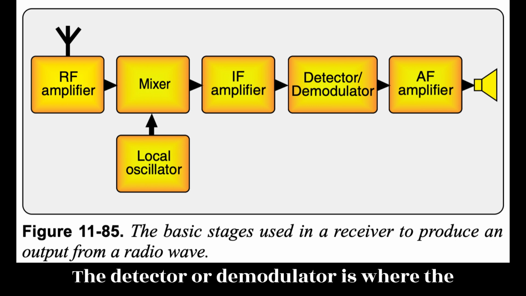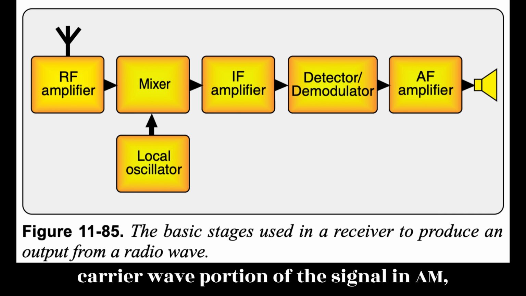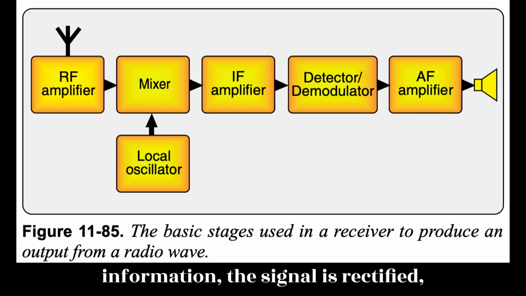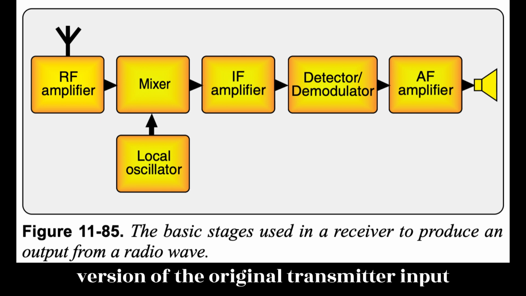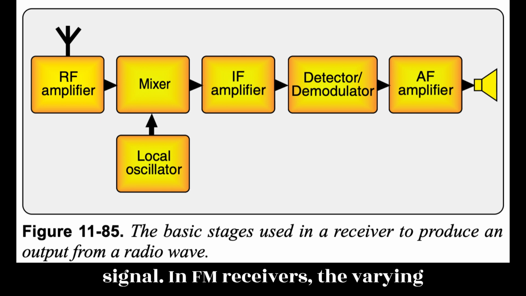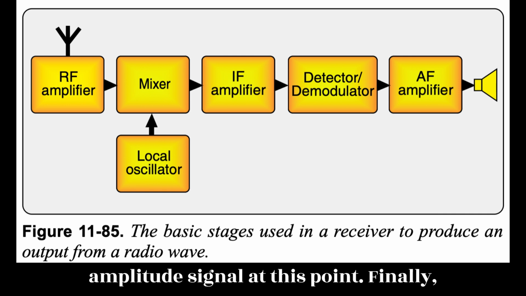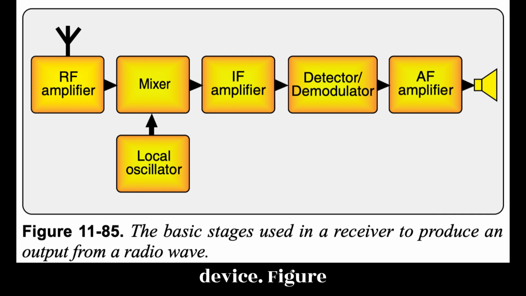The detector, or demodulator, is where the information signal is separated from the carrier wave portion of the signal. In AM, since both sidebands contain the useful information, the signal is rectified leaving just one sideband with a weak version of the original transmitter input signal. In FM receivers, the varying frequency is changed to a varying amplitude signal at this point. Finally, amplification occurs for the output device.